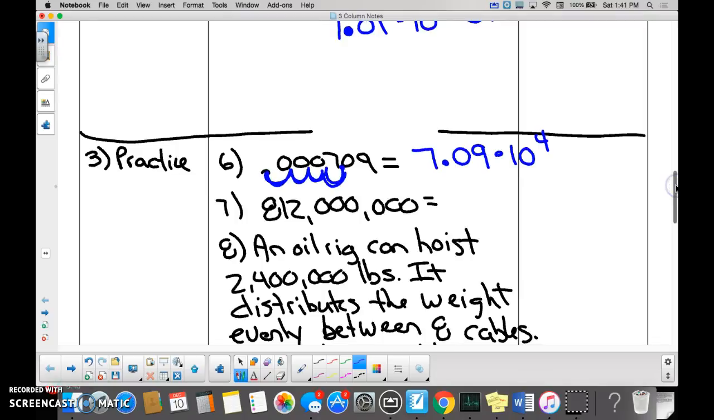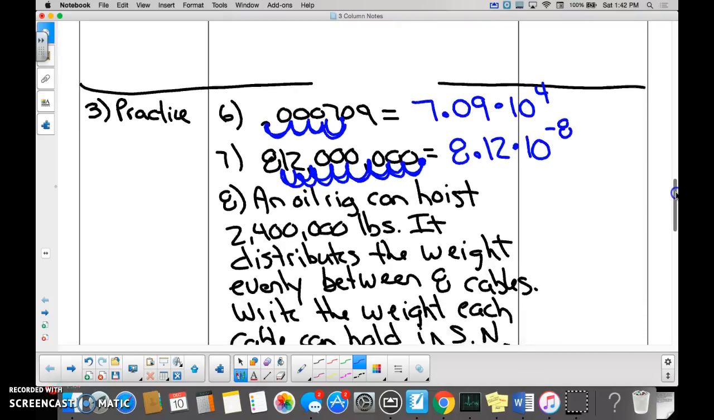812 million, if I want to express that in scientific notation, you know the decimal point is at the end of the number. So you're going to move the decimal point 1, 2, 3, 4, 5, 6, 7, 8 places to the left. 8.12 times 10 to the -8th. Again, the decimal point on a whole number is at the very end of that number. 1, 2, 3, 4, 5, 6, 7, 8. 8.12 is between 1 and 10, and that would be what would work.